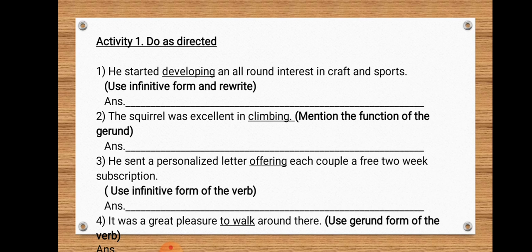The squirrel was excellent in climbing. Mention the function of the gerund. Here it is used as noun. He sent a personalized letter offering each couple a free 2-week subscription. Use infinitive form of the verb.